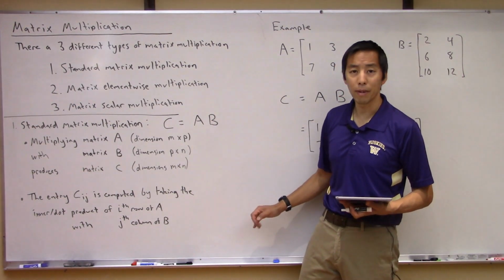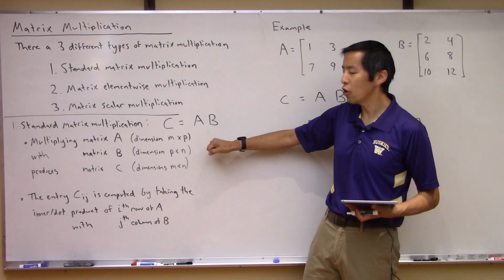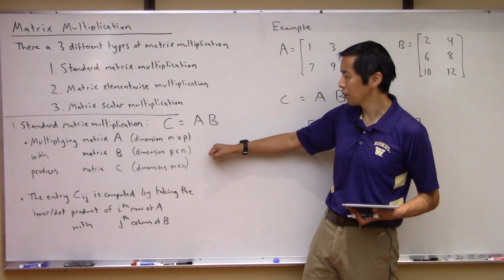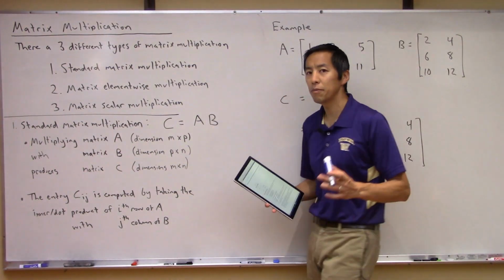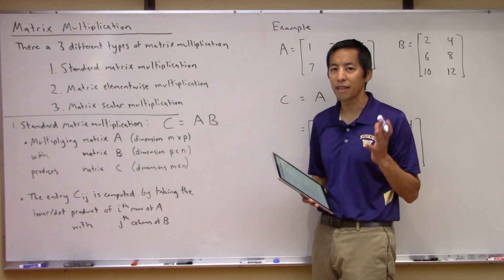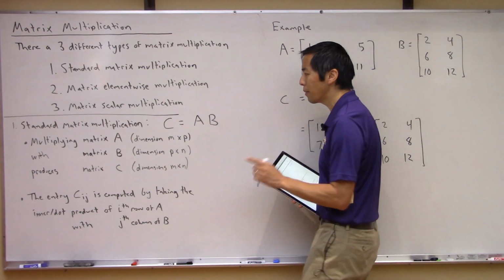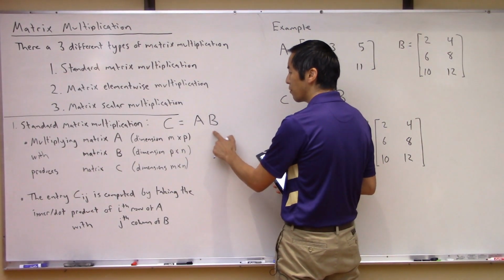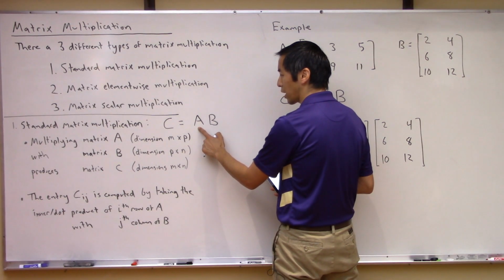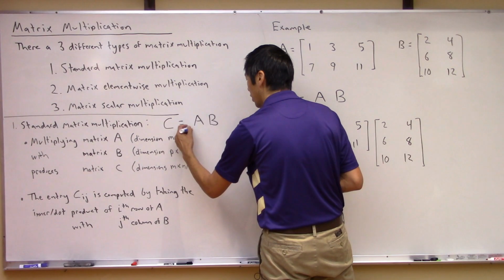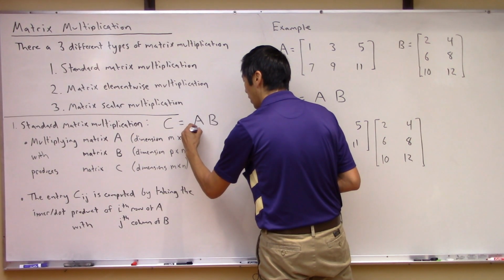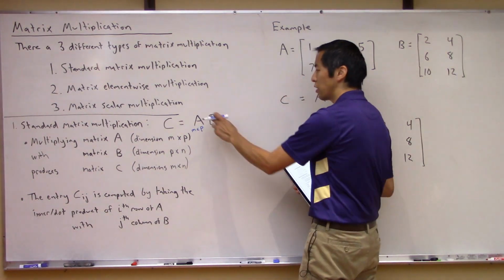What's interesting about this is, let's look at this first bullet. In order to do this operation, the dimensions of A and B need to be consistent. They don't need to be the same, they need to be consistent. What I mean by consistent is, let's look at matrix A and assume it has a dimension of m by p. So I'm going to write underneath it m by p. That's the dimension of matrix A.